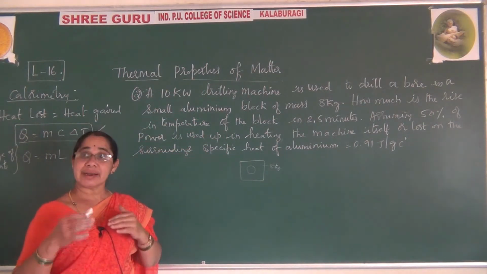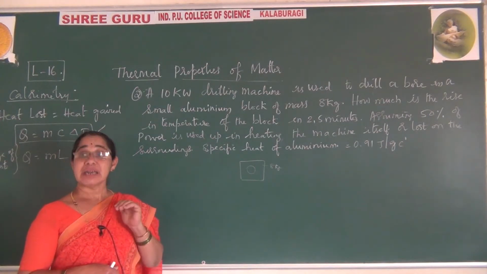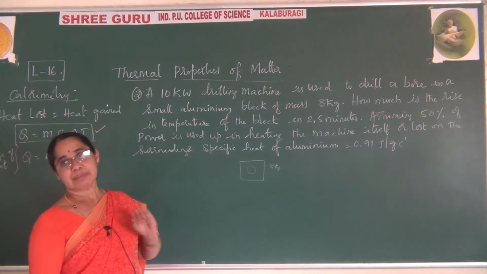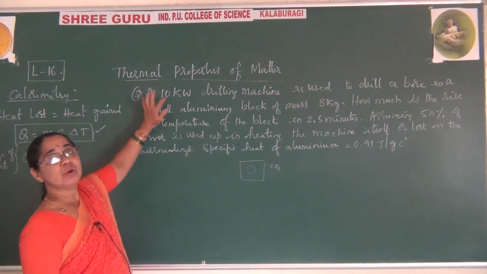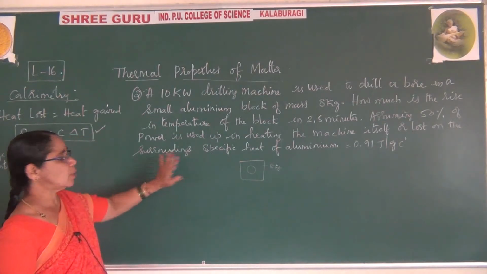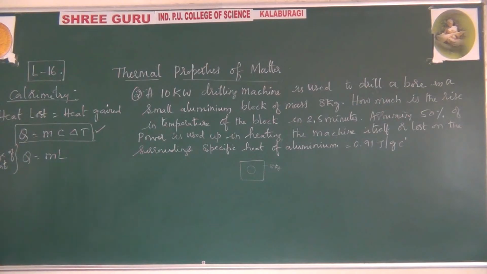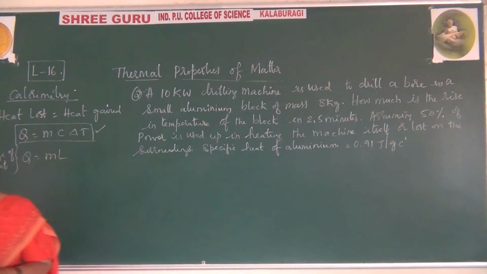So when they are drilling with the machine, naturally there is a rise in temperature. That rise in temperature you have to calculate in this problem. But one condition they have given: they are using this power, and only 50% of this power is utilized. Based on this, let me write. So here, what is it? First step, the power. Let me write what that power is.